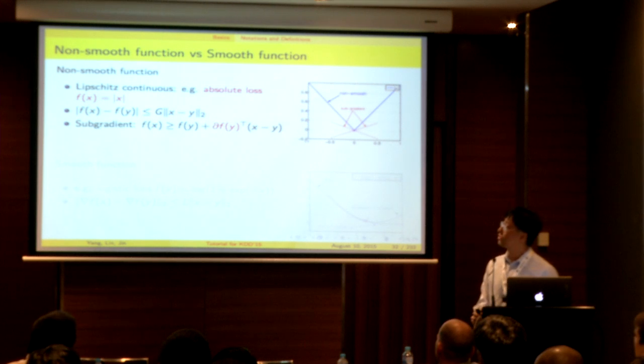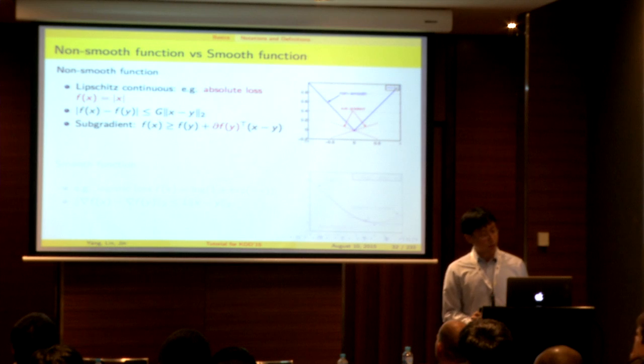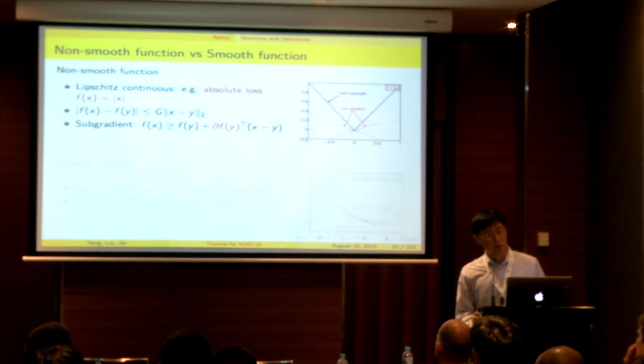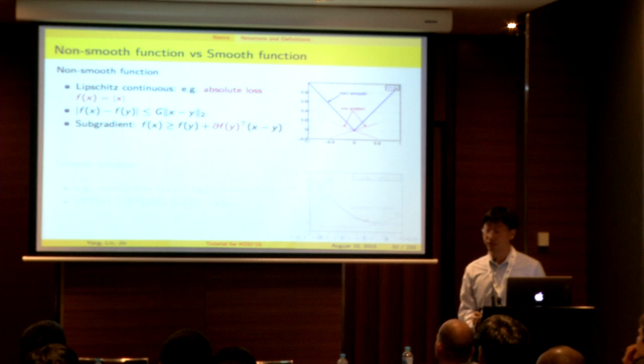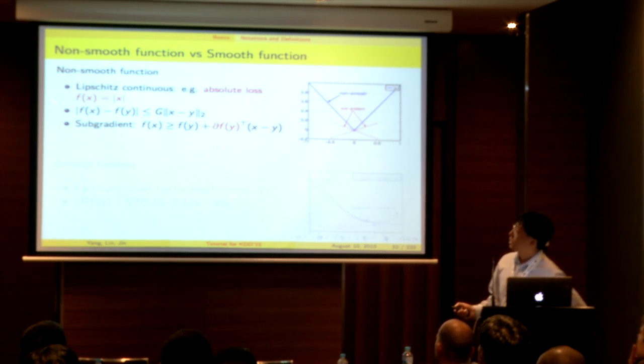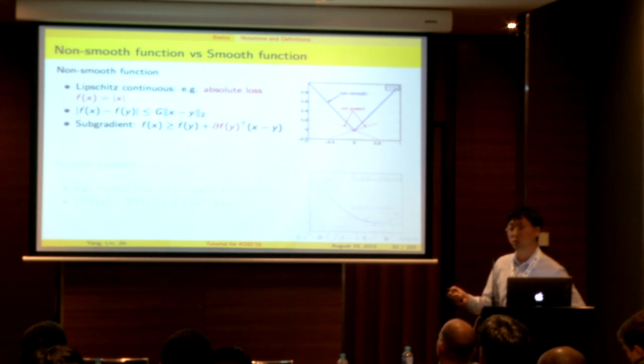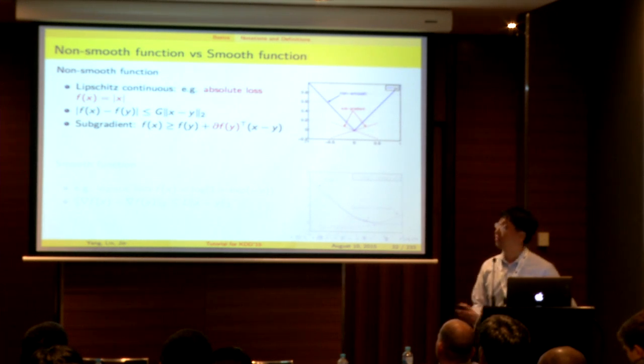A function could also be non-smooth or smooth. For a non-smooth function, at some points the gradient may not be defined. But we still want to impose some kind of condition on the non-smooth function. This is the Lipschitz continuous condition. A Lipschitz continuous function means that if you vary x a little bit, the function values will not change too much. The difference between the function values will be bounded by a constant times the distance between the two points. As I said, for a non-smooth function, the gradient may not be defined, for example, this absolute loss at the point 0.